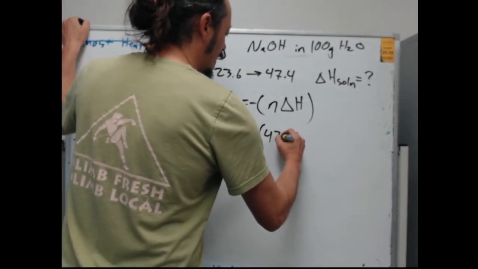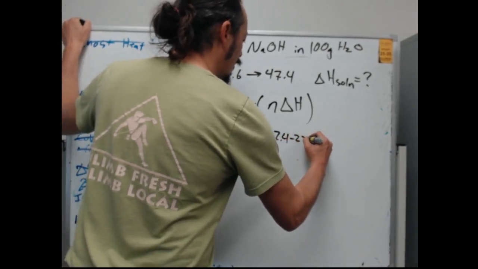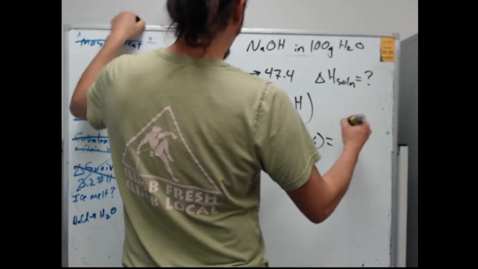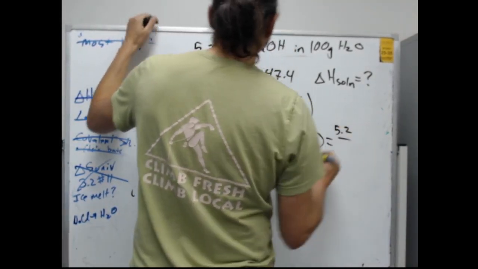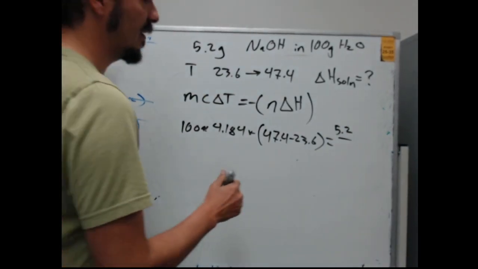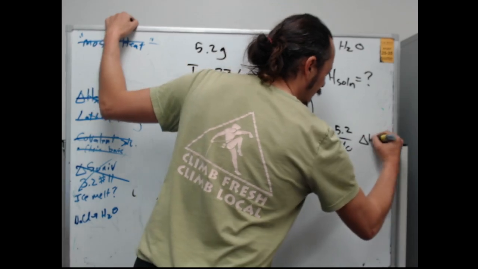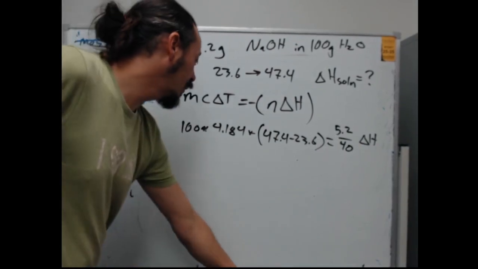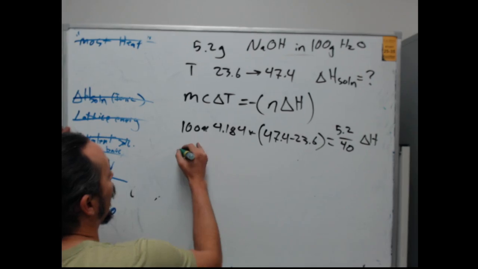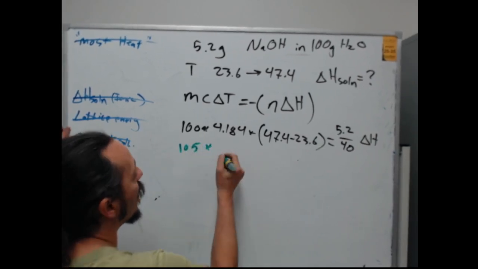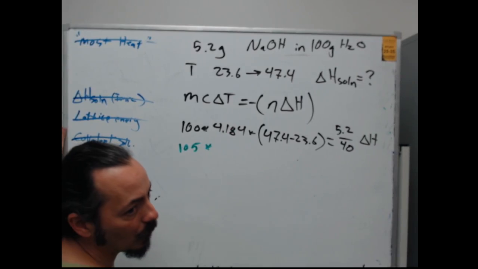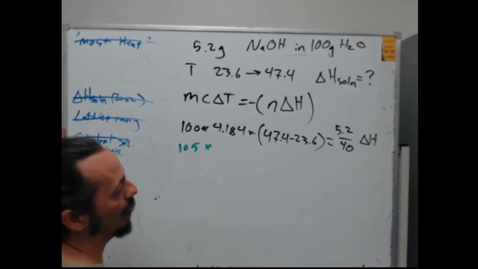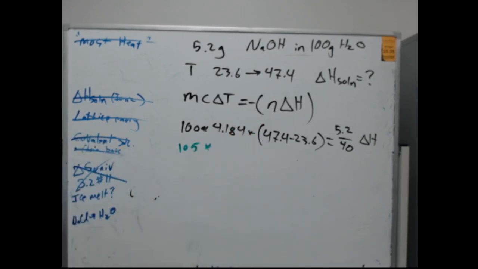So we're going to have 47.4 minus 23.6 is equal to 5.2 divided by 23.24 plus 16 is 40, delta H. Right, so I would argue, and I think it would be fair to argue this, that if you include this as 105, this number shouldn't be 4.184 anymore, because it's not just water anymore. Yeah. It should be something a little bit larger or smaller, but I don't know what I would use for a sodium hydroxide solution.